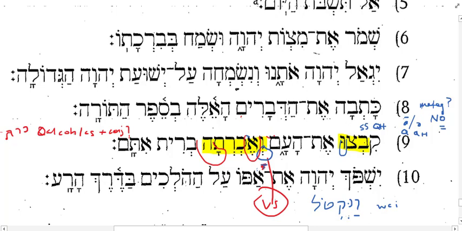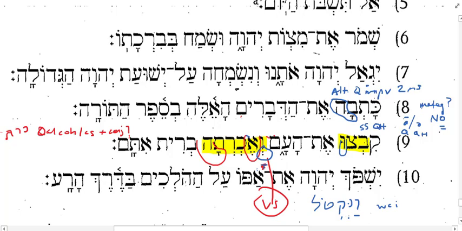Well, this is the alternate qal imperative. It's an alternate imperative 2MS form. Okay? Do you remember how the cohortative has a qametz he on the back side of it? This alternate 2MS imperative also has a qametz he.